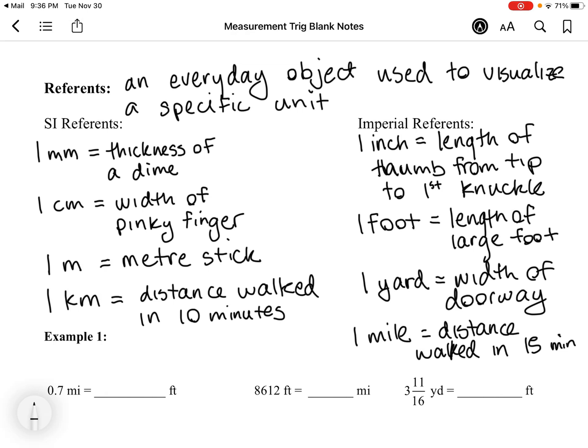If you're a long distance runner, let's say, and you run a 10K in 40 minutes, you might think, okay, 1 kilometer is how far I run in 4 minutes, right? So it really can be somewhat individual.